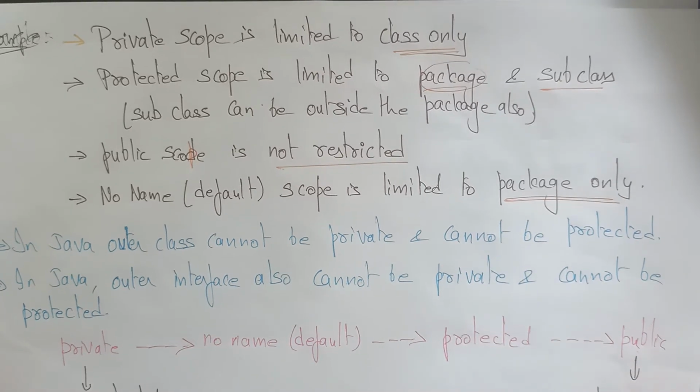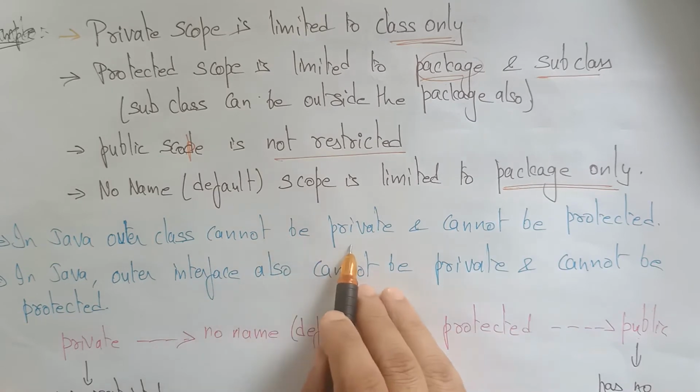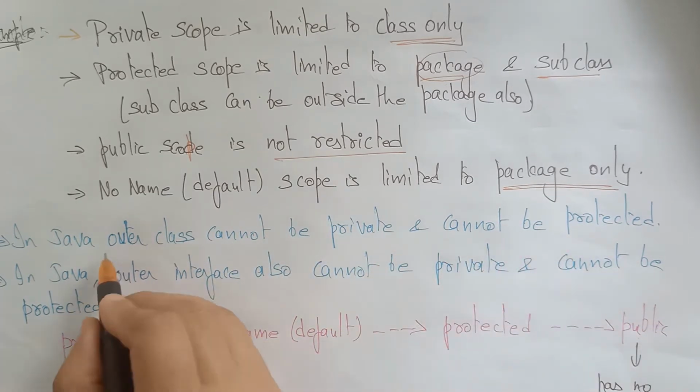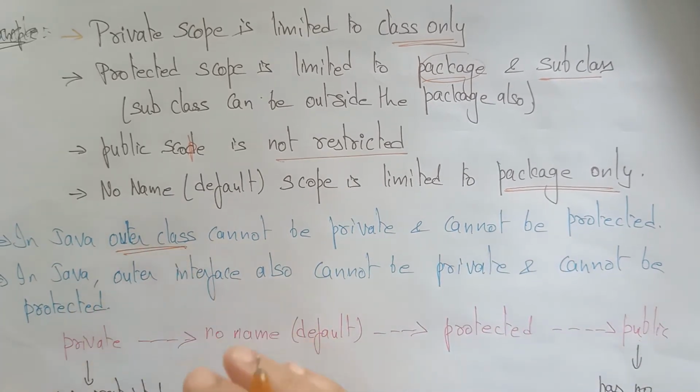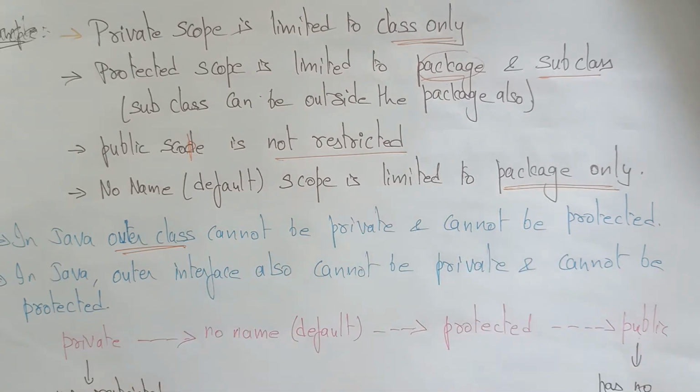In Java, an outer class cannot be private and cannot be protected. Remember, students, the outer class, whatever class is outside another class, cannot be private or protected. Why? If it is private, there is no use of including it in your program, because you can't access that class. If you are not accessing the class, why include it in your program? So there is no use.